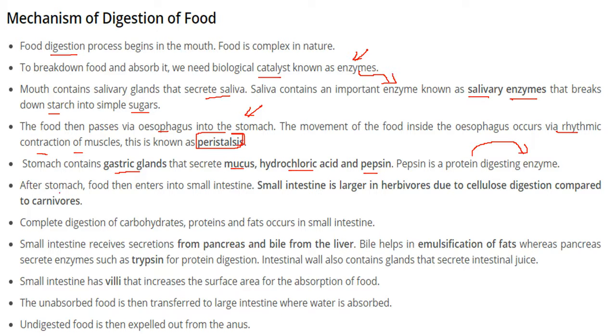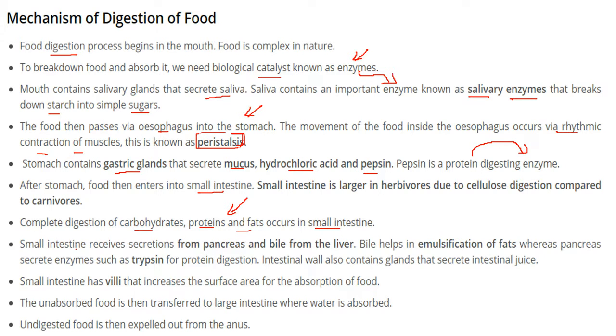After the stomach, food goes to the small intestine. This small intestine, if you see in herbivores, is quite large because there is cellulose digestion happening, as compared to carnivores, which are digesting meat. Then the complete digestion of carbohydrates, proteins and fats, that is the basic things which are taken out from the food, occurs in the small intestine.